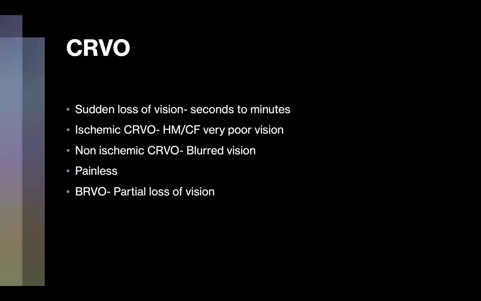Branch retinal vein occlusion is when one of the branches of the central retinal vein is blocked, so only one part of the retina is blocked from blood collection, and they get partial loss of visual field. Say, for example, if the superior half of the retina is blocked, you get an inferior visual field defect.